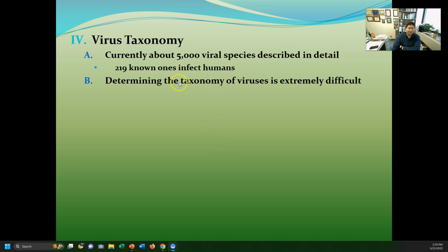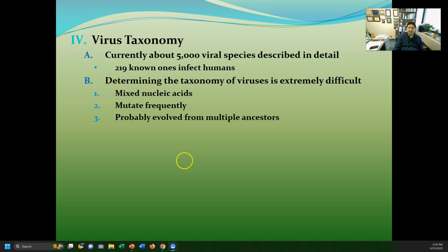Determining taxonomy of viruses, what species they are, what groups they belong in, and so on, is very difficult because viruses can often mix RNA and DNA. They mix up nucleic acids. They mutate frequently, and they probably evolved from multiple common ancestors. So they can be tricky.